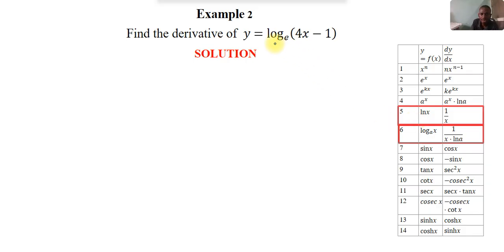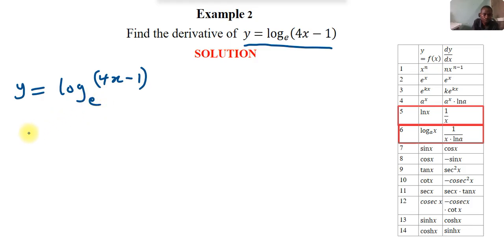But by the time I write this one, you will see clearly the one that you are supposed to use. So I have log of (4x minus 1) base e.